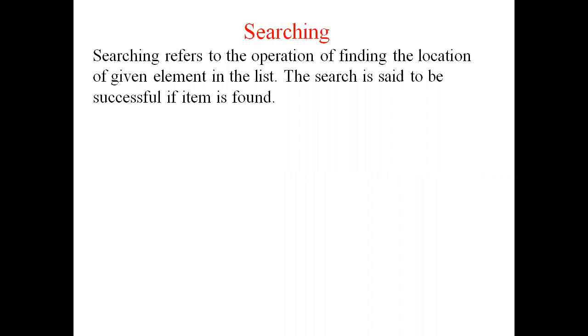For example, if I get that element in the list, it is called a successful search and the item is found. If I do not get the searching element, the search is unsuccessful and the item is not found. So that is called searching.